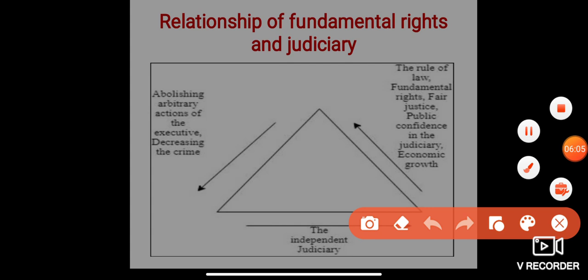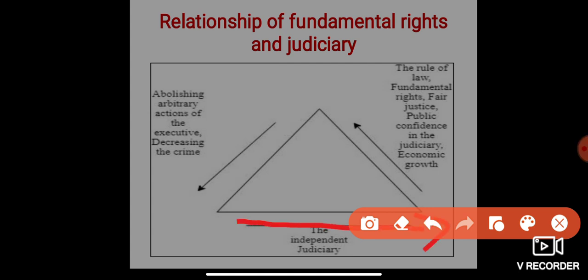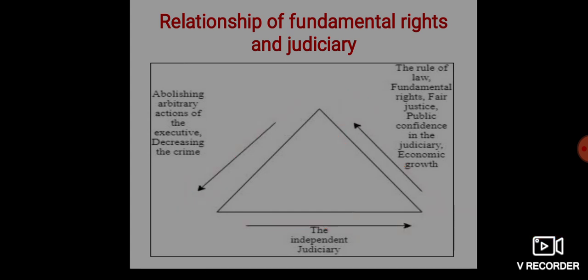So they move in a circle, right? The independent judiciary, the rule of law, the fundamental rights, fair justice, public confidence in the judiciary, economic growth. They make a plan and then they put it into force. On the other hand, abolishing arbitrary action of the executive, decreasing crime. So in other words, they are coexistent and correlated. That is the fundamental rights and judiciary.